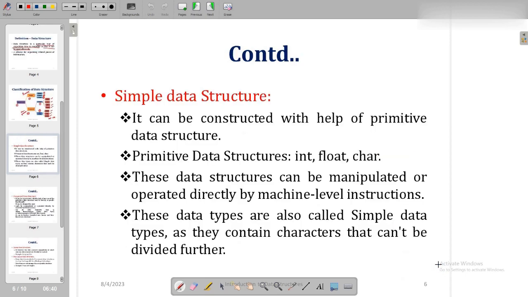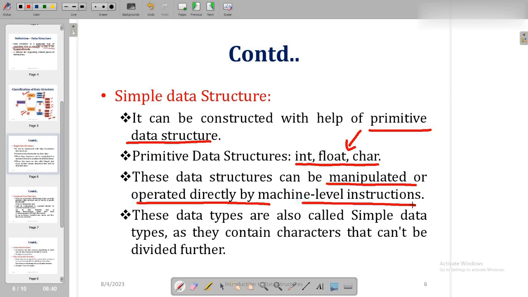Let's move on to what is a simple data structure. Simple data structure covers integer, float, and character. It is constructed with the help of primitive data types. All these three are primitive data types. These data structures can be manipulated or operated directly by the machine level instructions. These data types are also called simple data types and contain a character that cannot be divided further.